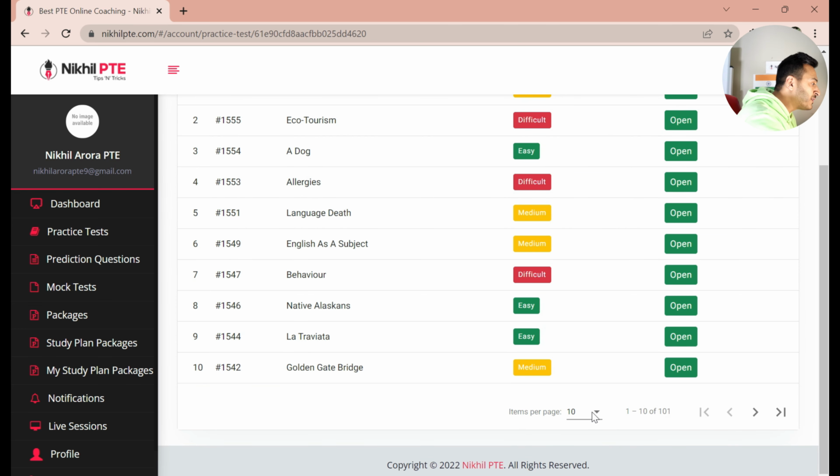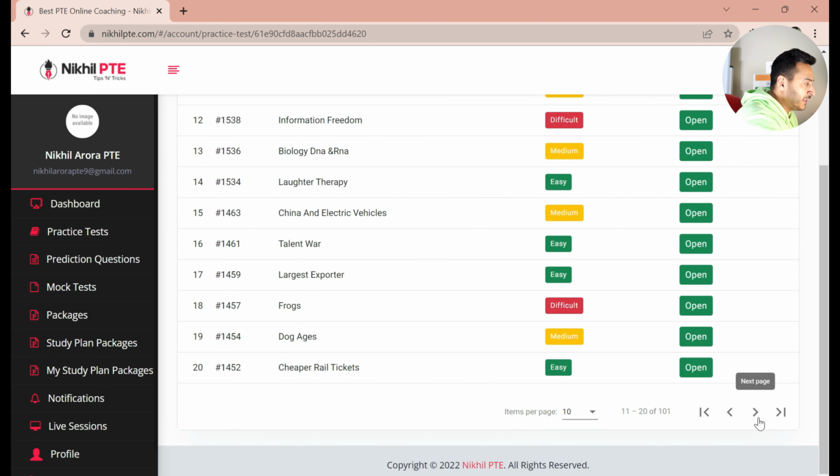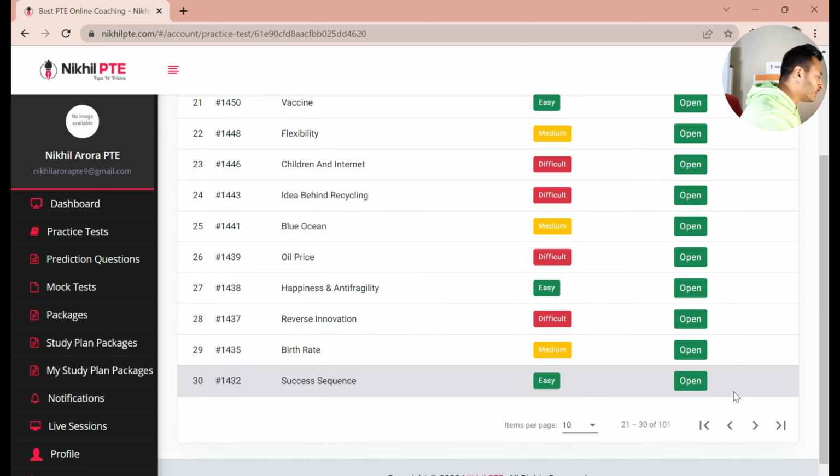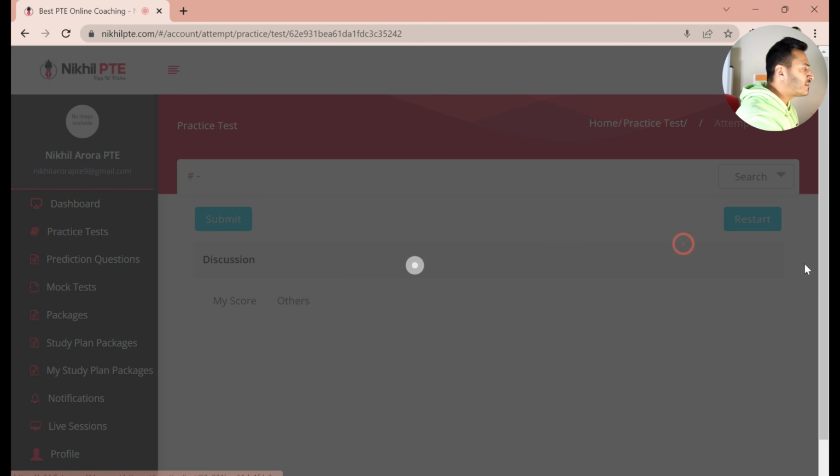So firstly, understand your topic first. You know you are lacking in the listening section, but in which area you are lacking, you should know. Getting my point? If you are good at summarized spoken text, which means you don't have to waste your time in summarized spoken text, you should focus on other topics. So I'm going to explain. Let's start today's topic, that is summarized spoken text.